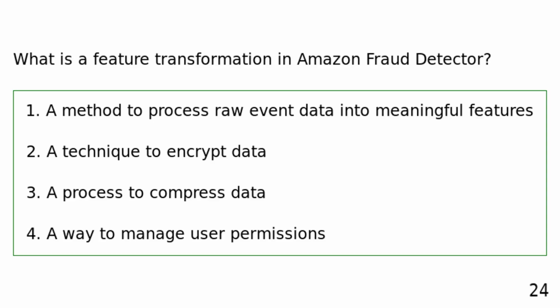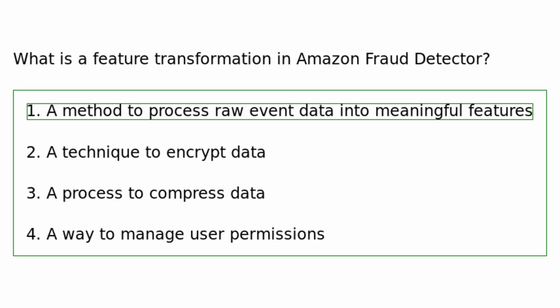What is a feature transformation in Amazon Fraud Detector? A method to process raw event data into meaningful features. A technique to encrypt data. A process to compress data. A way to manage user permissions. Feature transformation in Amazon Fraud Detector involves processing raw event data into meaningful features for model training and evaluation.